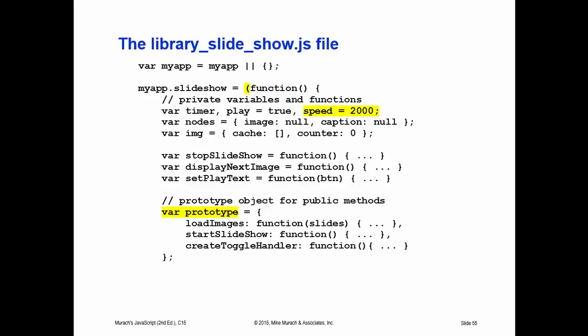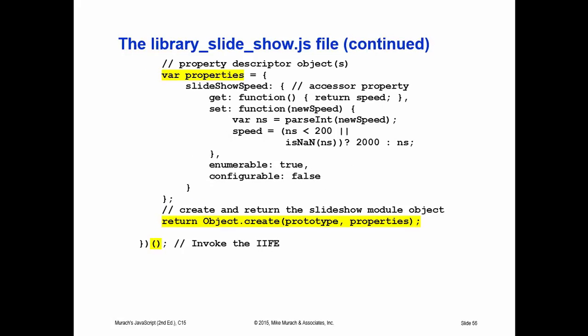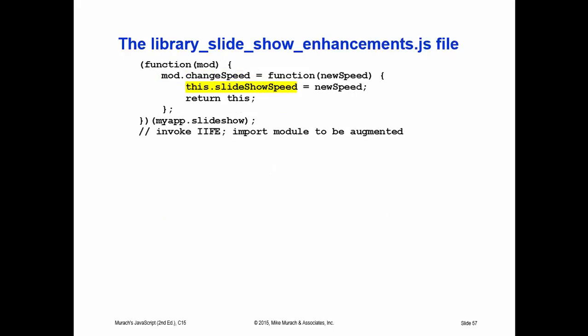So in the example here, what happens is the new changeSpeed method just passes the new speed to the slideshow object's slideshow speed accessor property. But as before, the main JavaScript file sets up and starts the slideshow and hooks up the event handler for the associated buttons.